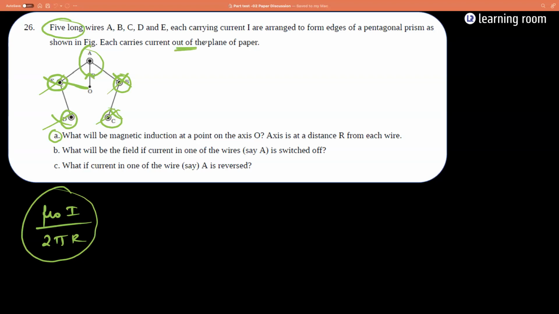So each carries a current out of the plane of paper. That is more important. So what will be the field if current in one of the wires, say A, is switched off? Then what would have been the field? 0. Then it would have been 0 because A is the only one which is generating the field. What if the current in one of the wires, say A, is reversed? What would have happened? Only the direction of magnetic field would have changed, but the magnitude is going to be the same. Is that point clear? Yes, sir.